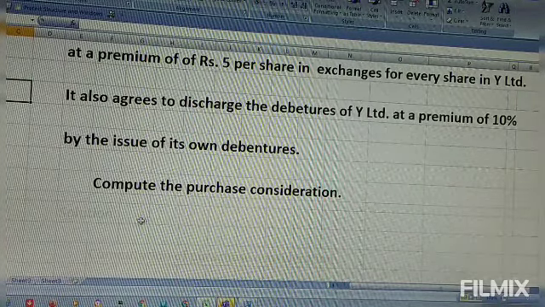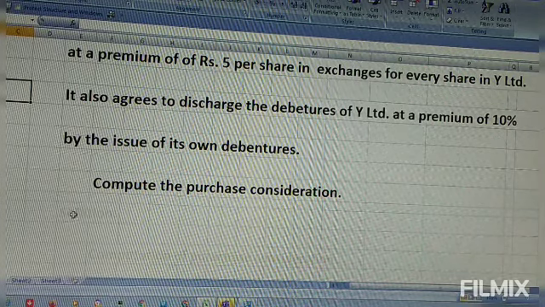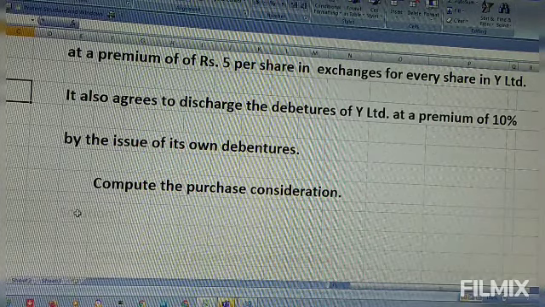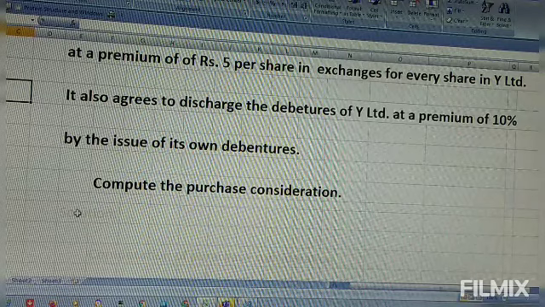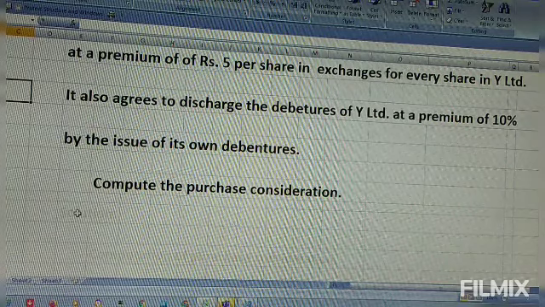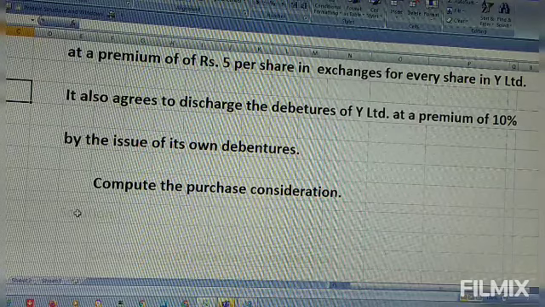What we have to do is compute the purchase consideration. Now we'll go for the solution. The solution is very easy. Only we have to consider the equity shares issued to Y company by the X company, because debenture is a liability directly discharged by the X company. That's why debenture discharge should not be taken.